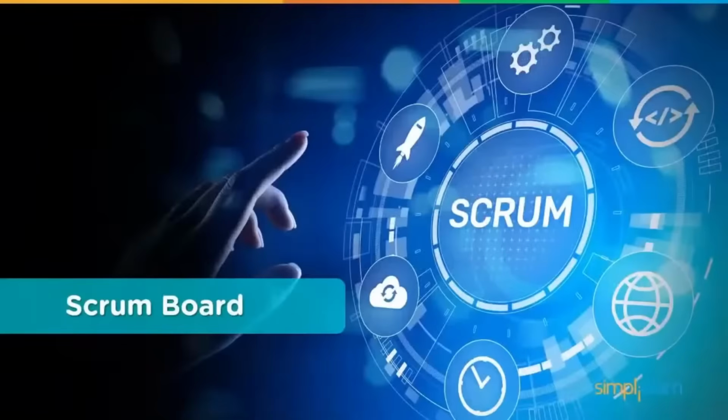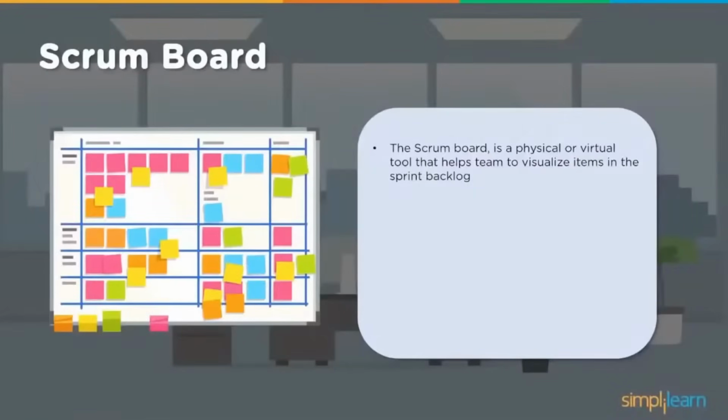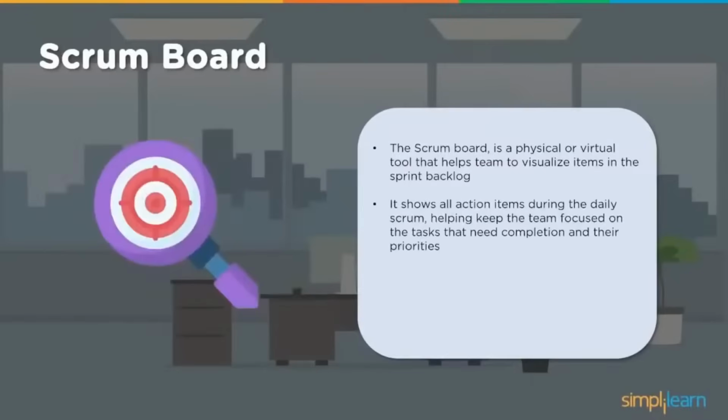Then there is something called a Scrum board, which is used during this flow of Scrum, right from the product backlog to the creation of that increment. So let us look at what a Scrum board is. A Scrum board is a physical or virtual tool that helps the team visualize items in the sprint backlog. It helps in tracking what has been delivered, what is in progress, and what needs to be delivered further. It shows all action items during the daily Scrum, helping keep the team focused on tasks that need to be completed and their priorities.